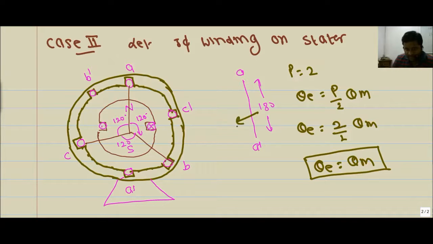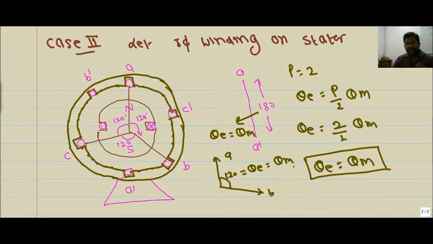So it is also theta electrical, this is theta mechanical. Similarly, the angle between A and B is theta electrical, which is also theta mechanical. So this is A, this is B. This angle is basically 120, which is equal to theta electrical, equal to theta mechanical. But if the number of poles changes in the rotor and the stator, then the electrical angle will not be the same. That case will be discussed in case number 3.